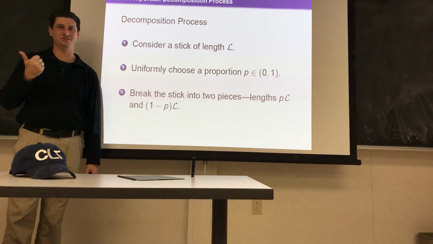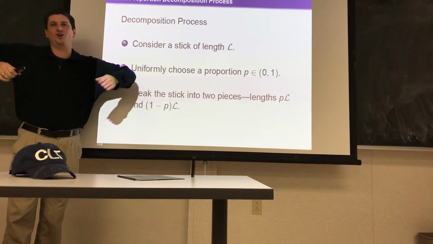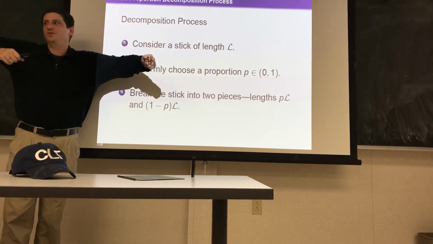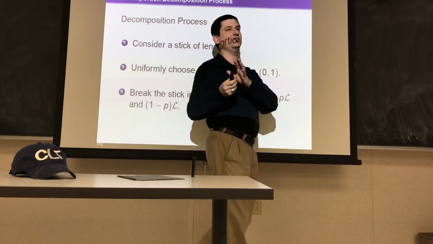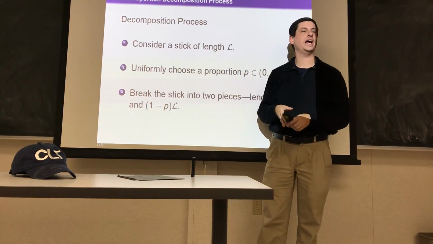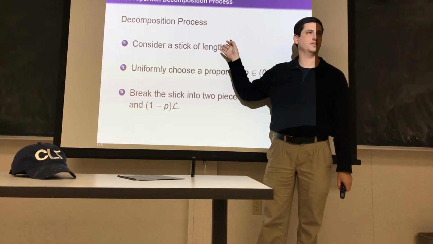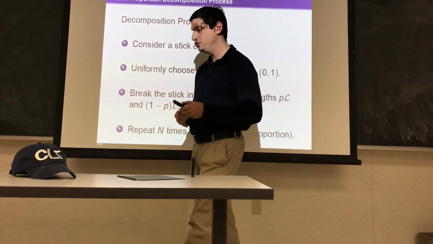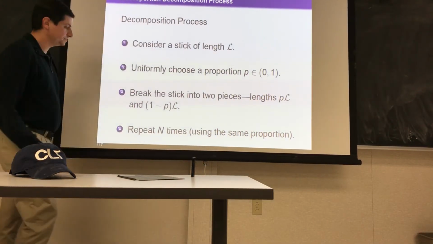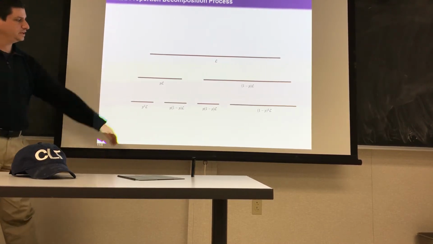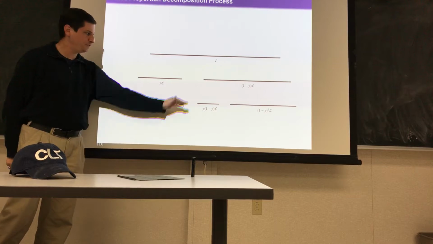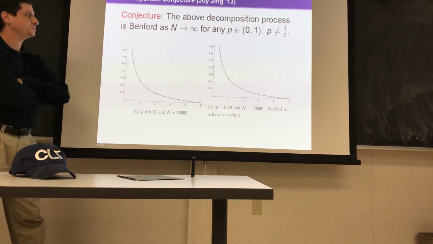Yes? 0, because then you just always have the same stick. Infinity. Well, you can't do infinity. 1/2. 1/2 and 1. So if you do 0 or 1, you're not breaking the stick. And if you do 1/2, all the sticks always have the same length. So the conjecture was that as long as you don't take P equals 1/2, as you go further and further down, it will become Benford.